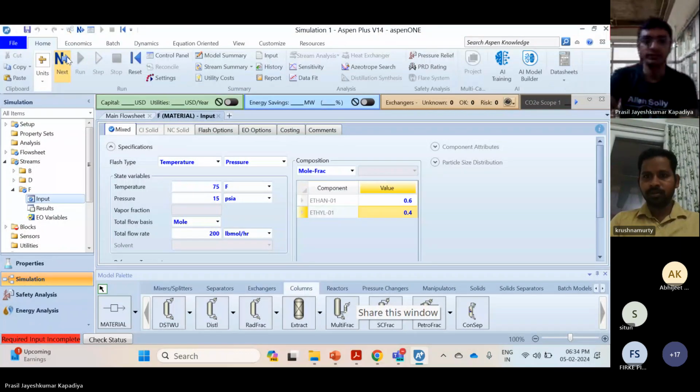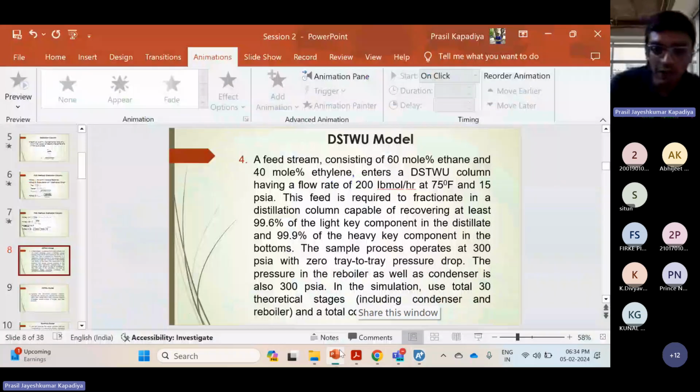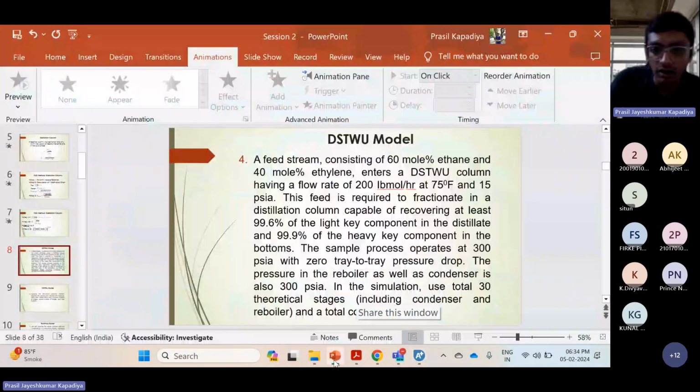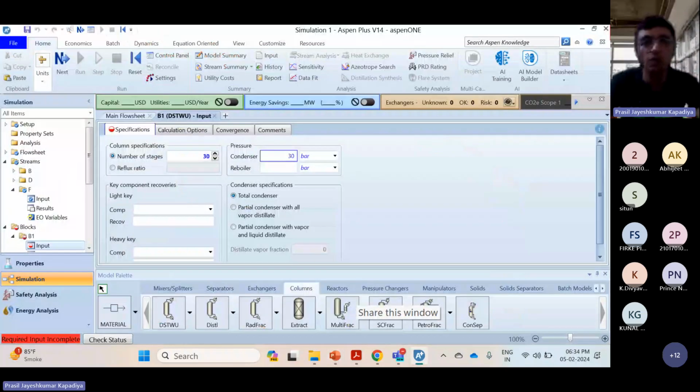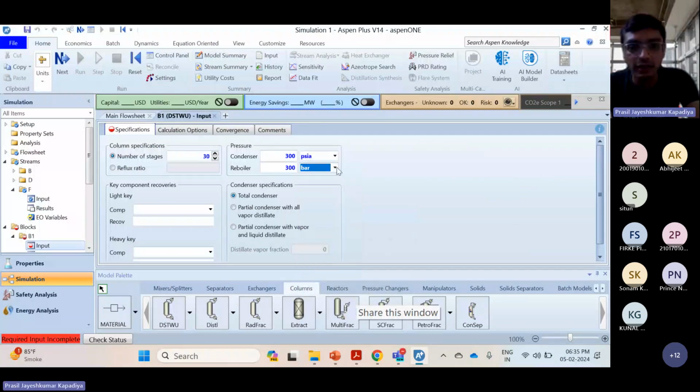Now, okay. So how many number of stages are we told to use? 30. So 30 stages, with pressure of 300 psi for both top and bottom. 300 psi.